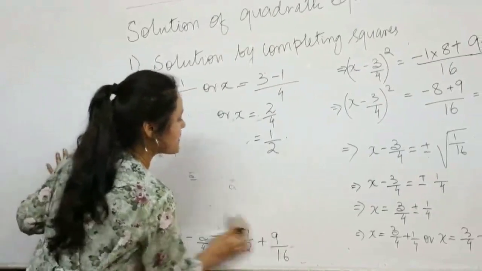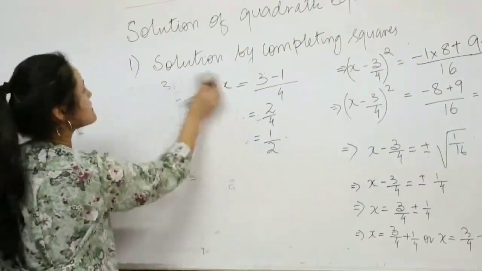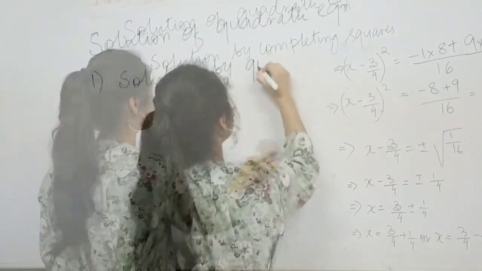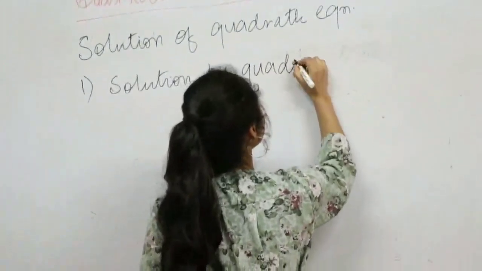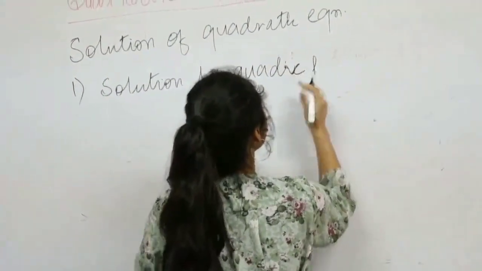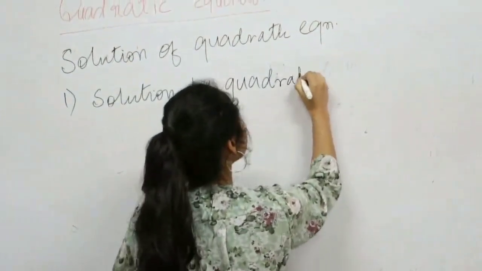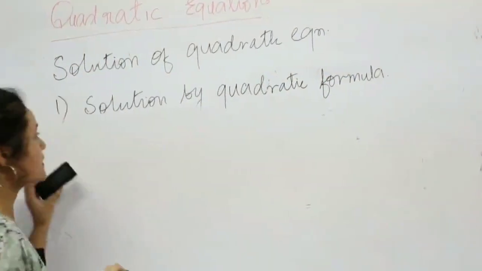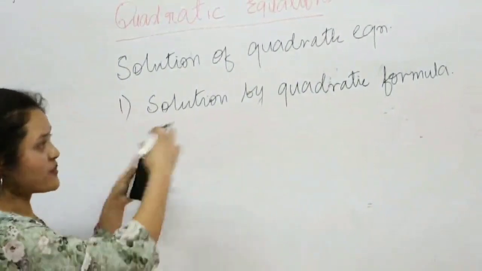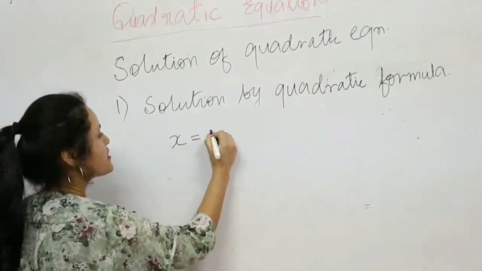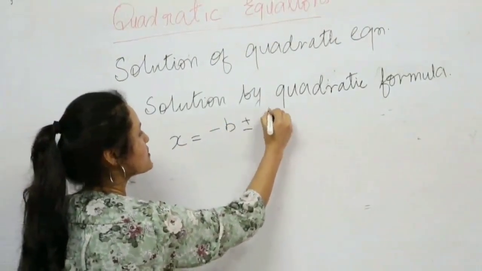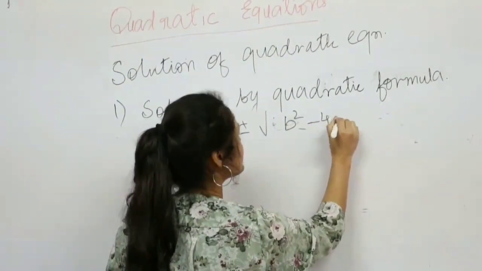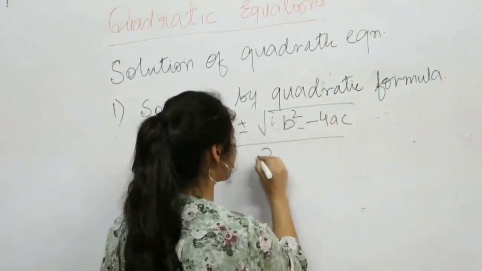Okay, we are left with the last method, and that is solution by quadratic formula. The formula of this method is x equals minus b plus minus root over, sorry, b squared minus 4ac, divided by twice a.